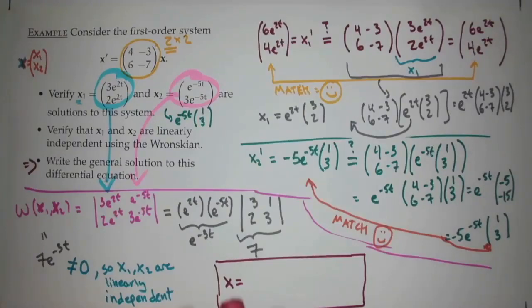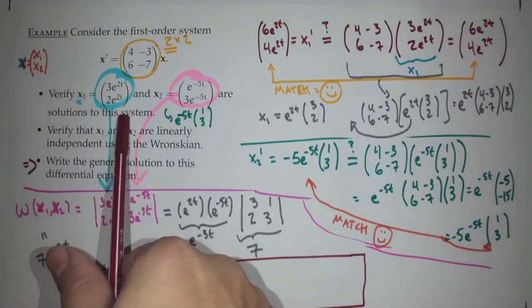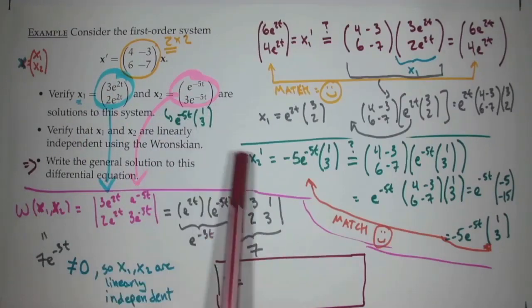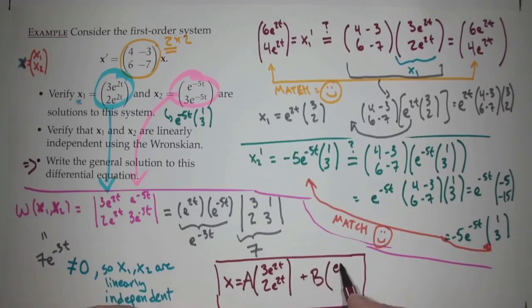Constant times the first matrix plus a different constant times the other matrix. Yeah, some constant times the first solution, and usually we'll say vector when it's just one column, plus some other constant times the second one. So we could write, for example, A, then 3e to the 2t, 2e to the 2t, and B, e to the minus 5t, and 3e to the minus 5t. And that's a general solution. Every solution looks like that for some choice of A and B.